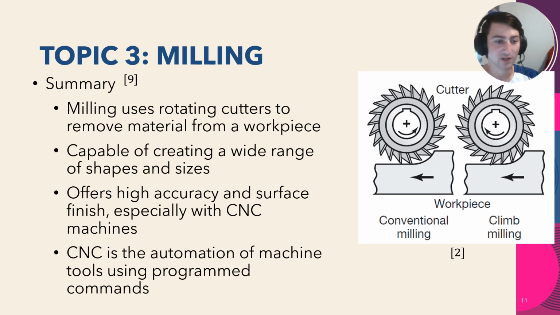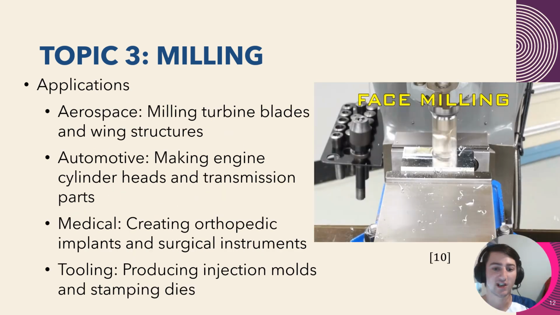Moving into milling. Milling uses rotational cutters, we can see here, to remove material from a workpiece. It's capable of creating a wide range of shapes and sizes, and with CNC machining, offers high accuracy and good surface finish. And CNC is the automation of machine tools using program commands.